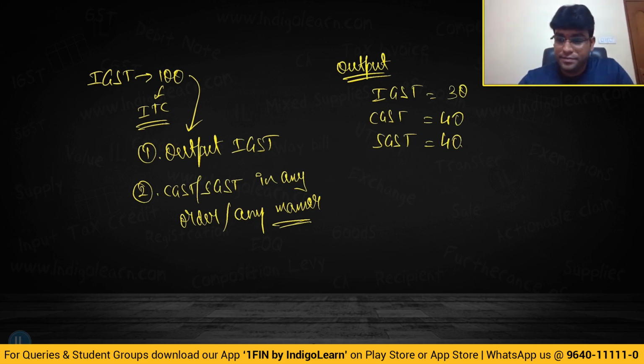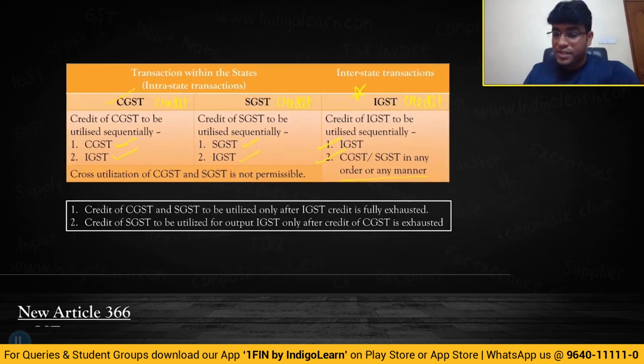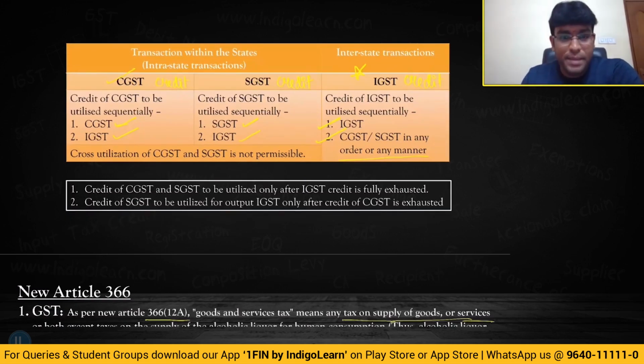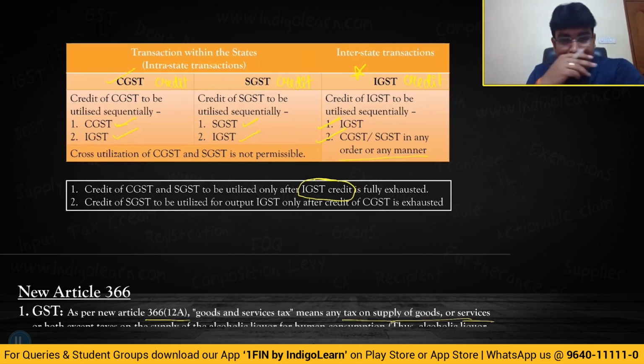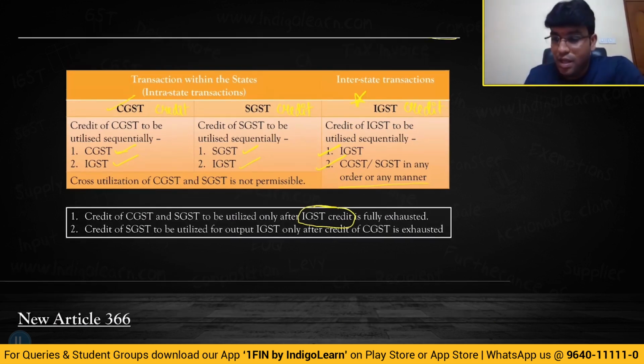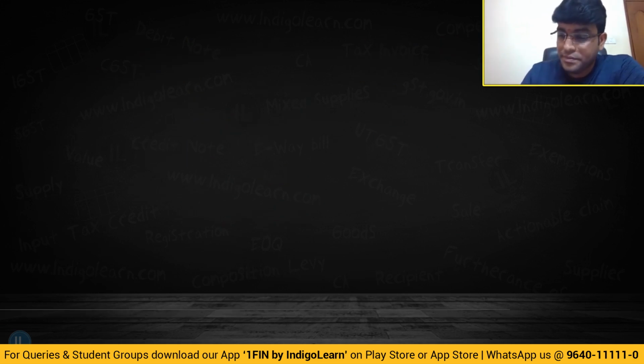So friends, going back to the discussion now. IGST credit to be first utilized for output IGST, then for CGST or SGST in any order or any manner. That's a very clear-cut point. Credit of CGST and SGST to be utilized, this point is very important, sir, only after IGST credit is fully exhausted. What does this point mean? Some of you already know this, but others, kindly concentrate. Very important, sir. Please listen.